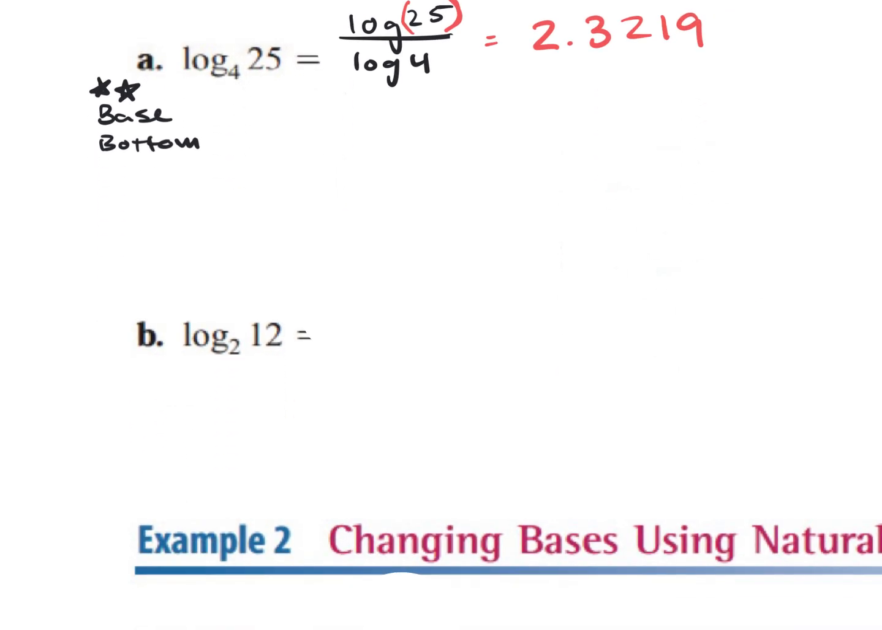We're going to do the same thing for B. So we're going to take the log. What would go on top? Log 12 over log of 2. So log of 12, I'm going to make sure I close the parentheses, divided by log of 2. So you should get 3.5849.